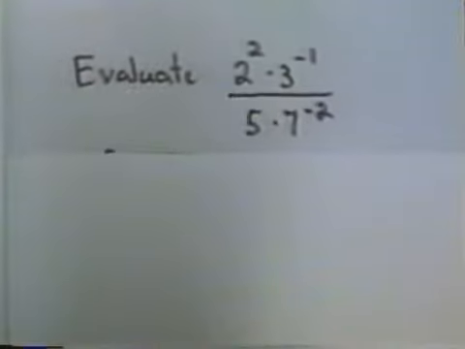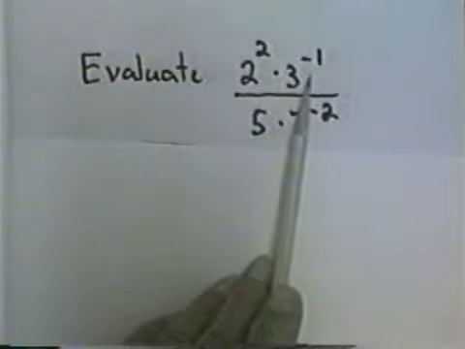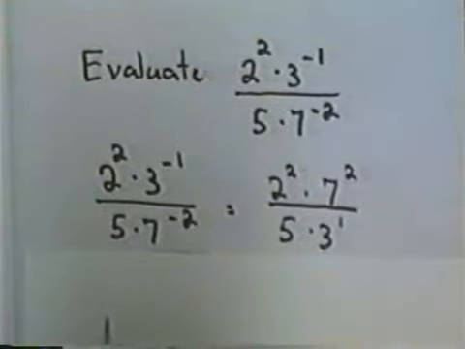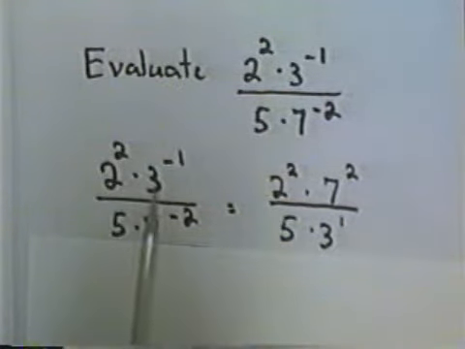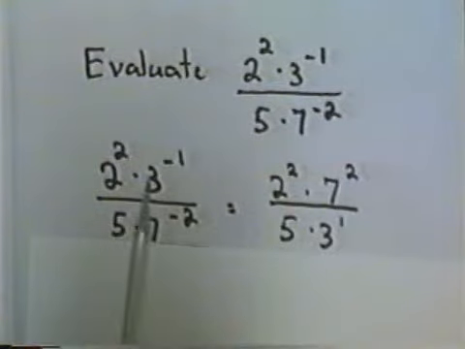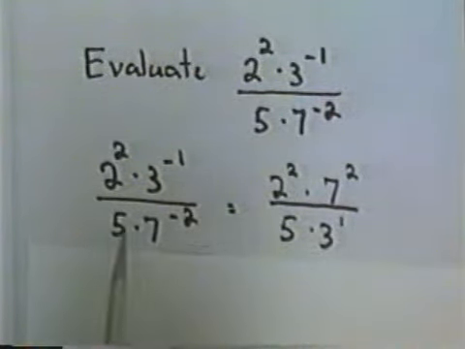Sometimes you have several powers. Let's look at 2 squared times 3 to the negative 1 divided by 5 times 7 to the negative 2. Well, let's analyze it. 2 has a positive exponent, so it stays put. 3 has a negative exponent, so the negative exponent says take the reciprocal. So if it's in the numerator, it tells me to move it to the denominator. So 3 to the negative 1 in the numerator becomes 3 to the positive 1 in the denominator, because I take the reciprocal. 5 already has a positive exponent, understood to be 1.